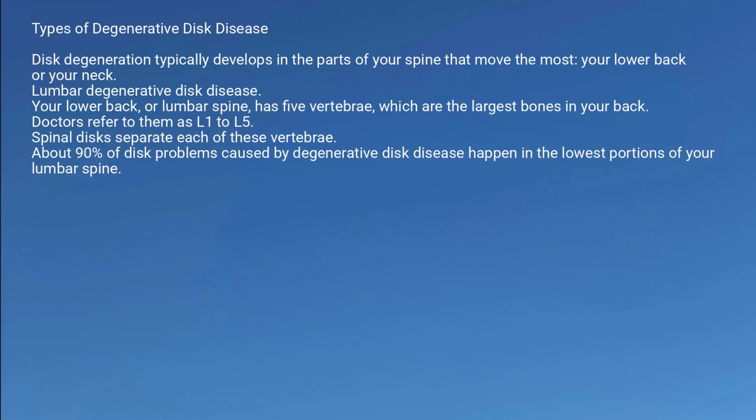Types of degenerative disc disease. Disc degeneration typically develops in the parts of your spine that move the most, your lower back or your neck. Lumbar degenerative disc disease. Your lower back, or lumbar spine, has 5 vertebrae, which are the largest bones in your back. Doctors refer to them as L1 to L5. Spinal discs separate each of these vertebrae. About 90% of disc problems caused by degenerative disc disease happen in the lowest portions of your lumbar spine.